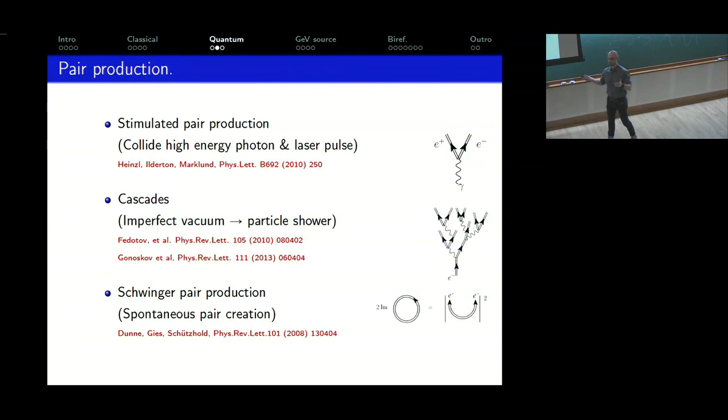Finally, there's Schwinger pair production. Okay? Electric fields of 10 to the 18 volts per meter will spontaneously create electron-positron pairs.